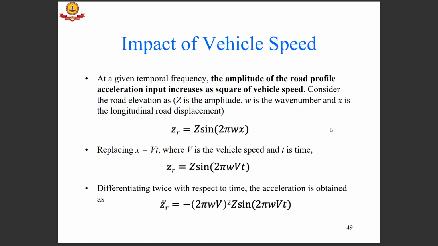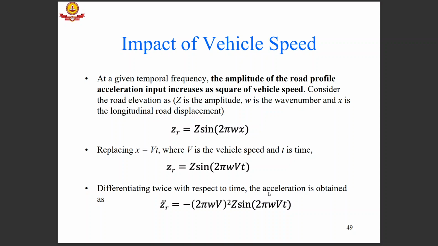Next is impact of vehicle speed. At a given temporal frequency, the amplitude of road profile acceleration input increases as square root of wheel speed. If we consider the road elevation, where z is the amplitude, w is the wave number, and x is the longitudinal road displacement, then we get the road elevation as zr equals z into sine 2 pi omega x. Replacing x with v into t, where v is the vehicle speed and t is time, we get this expression.